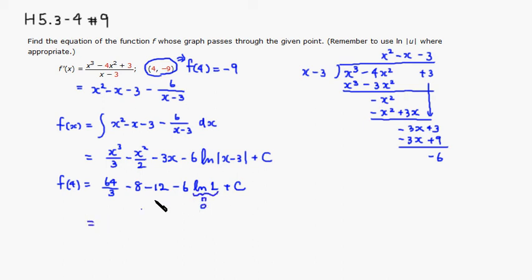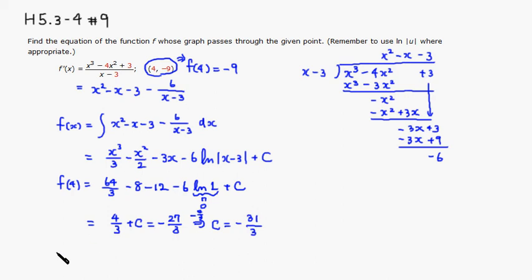So what you get is 64 over 3 minus 20. Minus 20 is equivalent to minus 60 over 3. So 64 minus 60 is 4 over 3. Then the log term is 0, so plus c. This is supposed to be negative 9, which is equivalent to negative 27 over 3. So we subtract the 4/3 from both sides to isolate c. So c is negative 27 minus 4, which is negative 31 over 3.